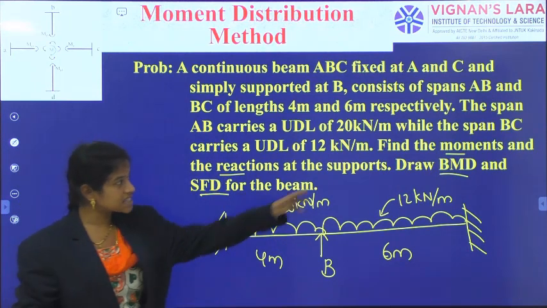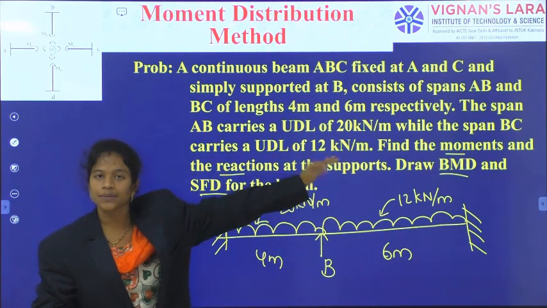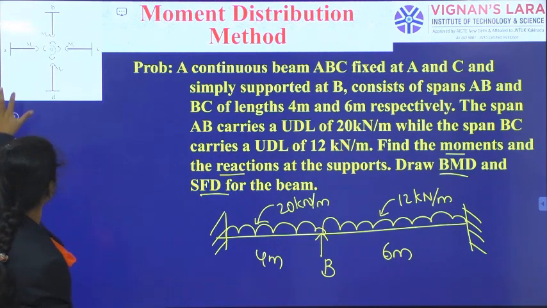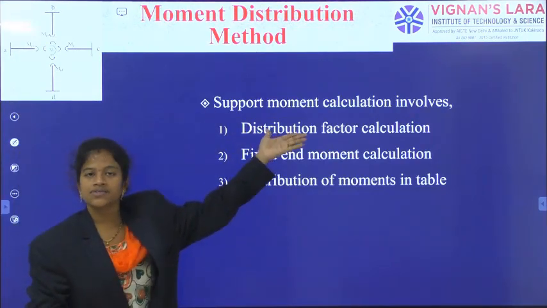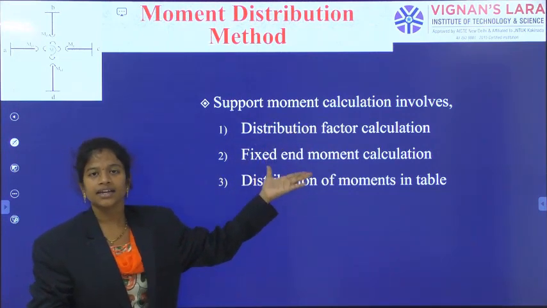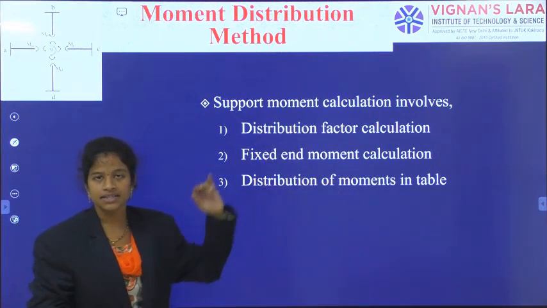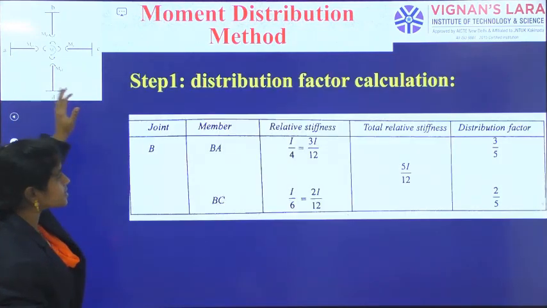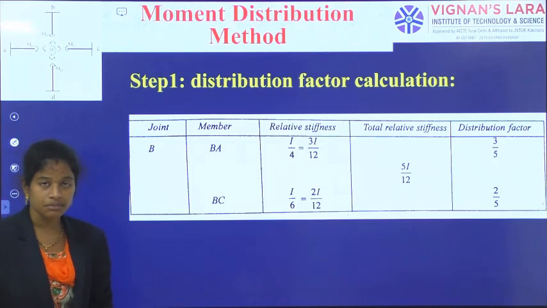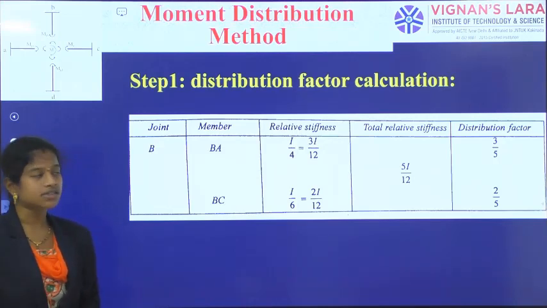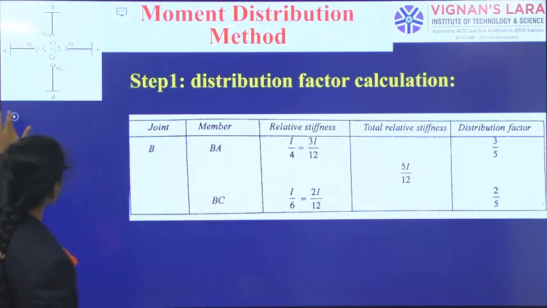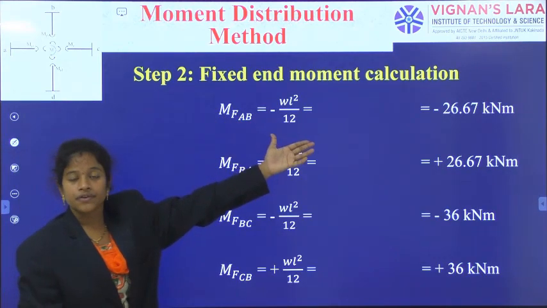So in the previous class we completed the calculation of the support moments. What are the steps involved? First is the calculation of distribution factors, then the calculation of fixed end moments, and then entering into the distribution table for calculating the support moments. The distribution factor step comes like this: considering the joint and the corresponding members, relative stiffness, total relative stiffness, and then the distribution factors.